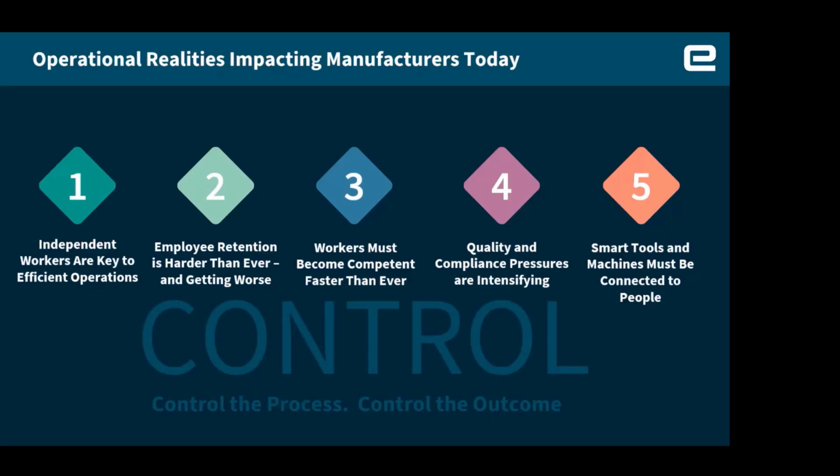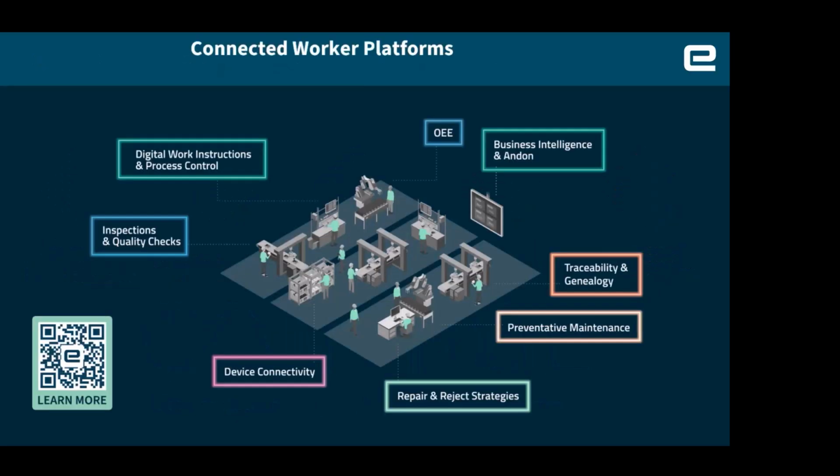So the best way to do this is going to be to control that process and to control the outcome as much as we potentially can. And so CPC really helps with this. And the way we do that is with our connected worker platform. Those digital work instructions that are provided, inspections and quality checks, device connectivity, traceability and genealogy.